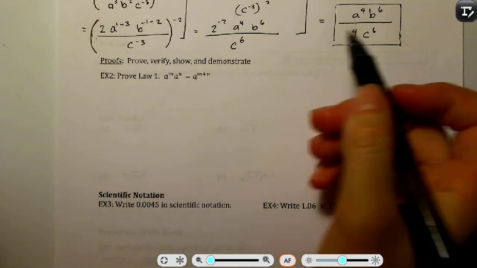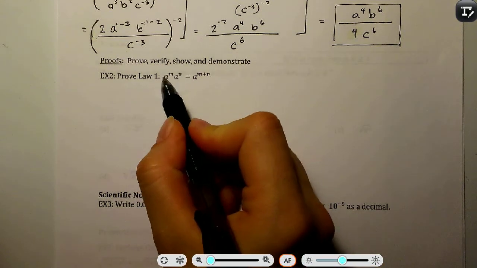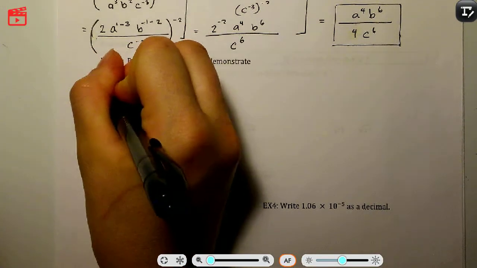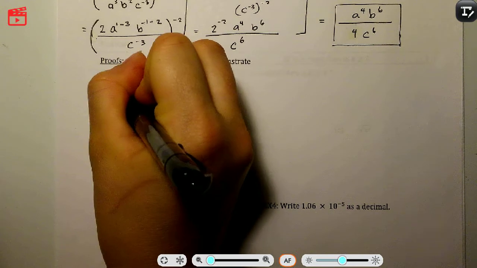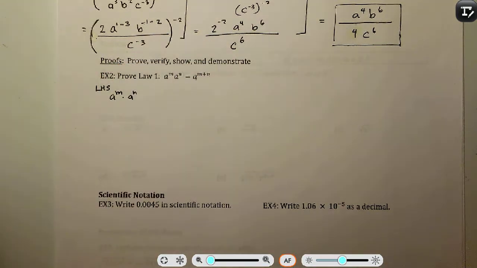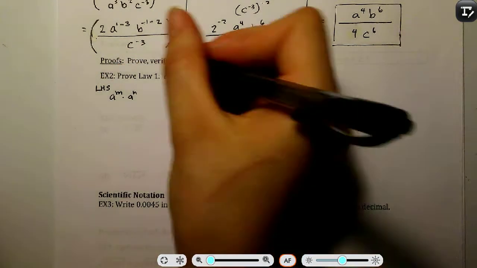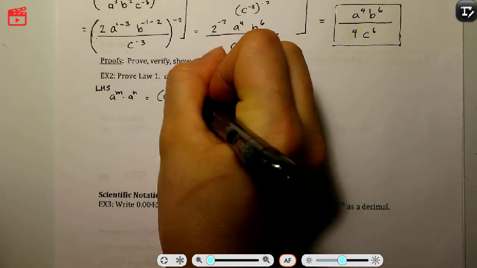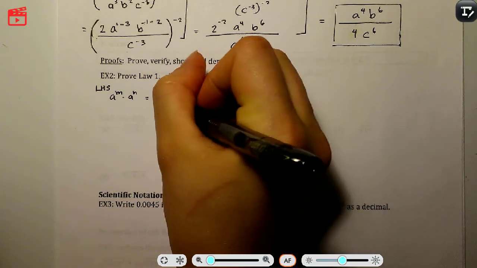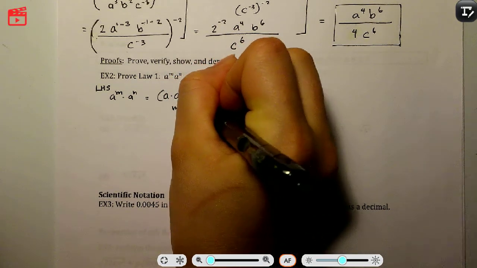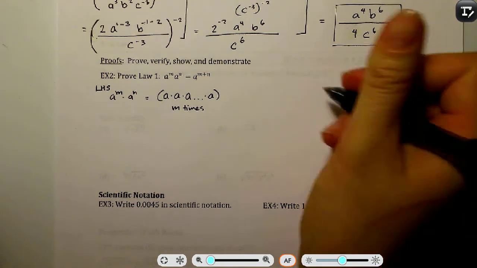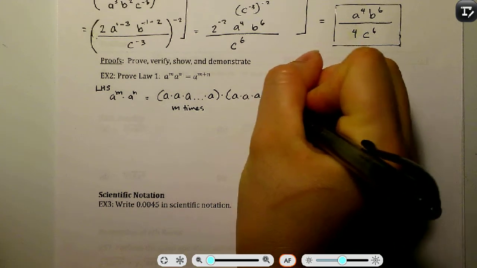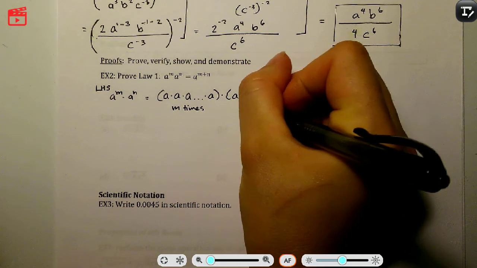Okay, so we're going to go ahead and prove this. This is called the left-hand side, and this is the right-hand side. So let's go ahead and we're going to prove using the left-hand side first and show how we get the right-hand side. So a to the m, what does that mean? Well, that means we have a times a times a, m times. Okay? And then after that, we're multiplying that by a to the n. So that's a times a times a, however many times, well, n times.